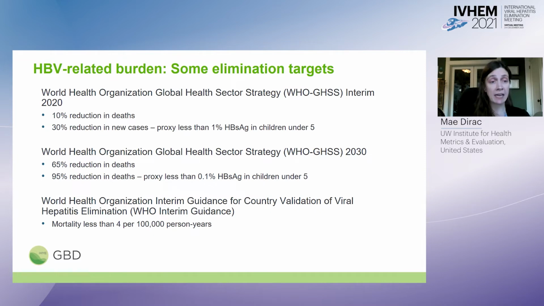And then finally, the more recent provisional targets proposed as part of the World Health Organization interim guidance for country validation of viral hepatitis elimination earlier this year, where a proposed target is mortality rate of less than 4 per 100,000 person years as an absolute target rather than relative to a baseline in 2015.